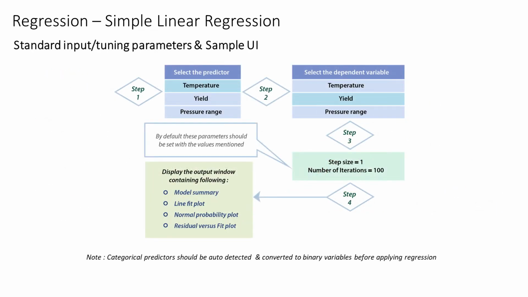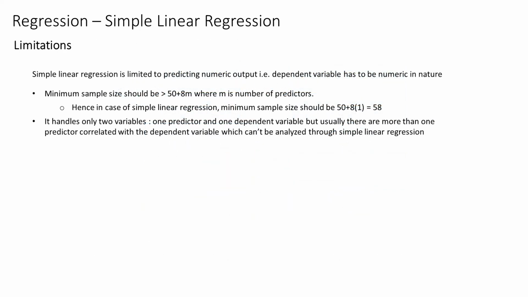This method helps a business identify the relationship between x and y and the nature and direction of that relationship. A business might use simple linear regression when it wants to measure the impact of temperature on yield in order to better predict the availability of product and how the yield will affect inventory and sales. Simple linear regression is limited to predicting numeric output. The dependent variable has to be numeric in nature, and in a simple linear regression, the minimum sample size should be 58. This technique handles only two variables, one predictor and one dependent variable.